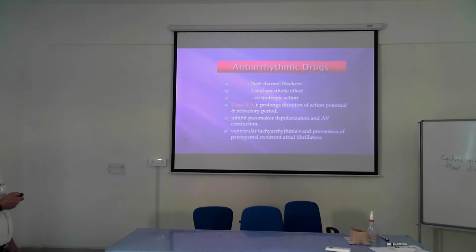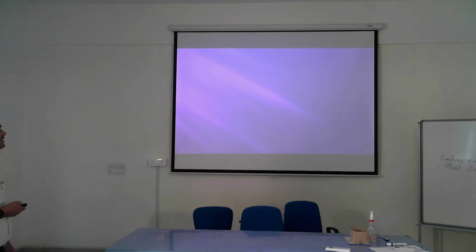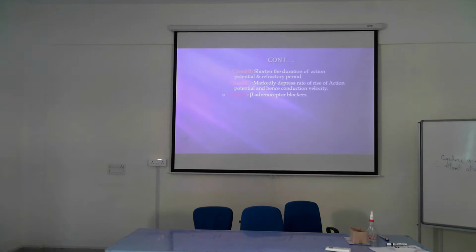So whenever there is arrhythmia, the rate of contraction is increased. So then we have to reduce that particular ionic current. They are used in ventricular tachycardias and prevention of paroxysmal recurrent atrial fibrillation, so that it will be stopped by the class 1 type of drugs. Then class 1B, these are going to shorten the duration of action potential and the refractory period. Whereas the class 1C drugs markedly decrease the rate of rise of action potential.